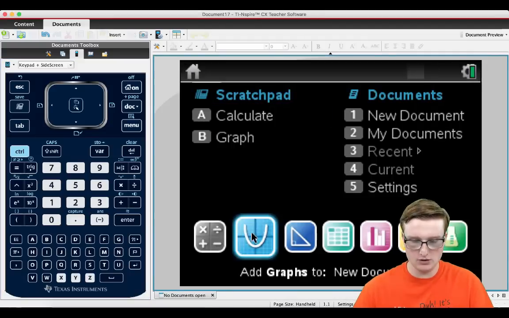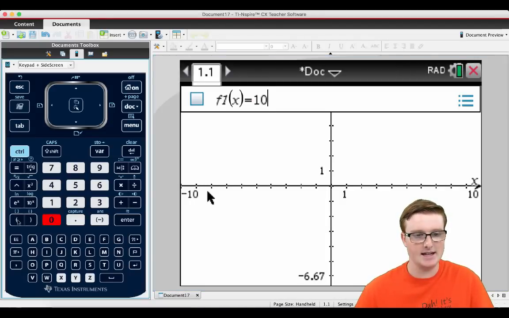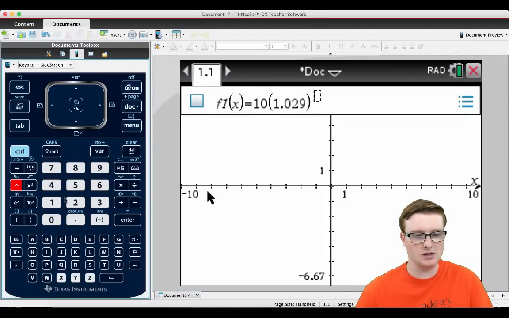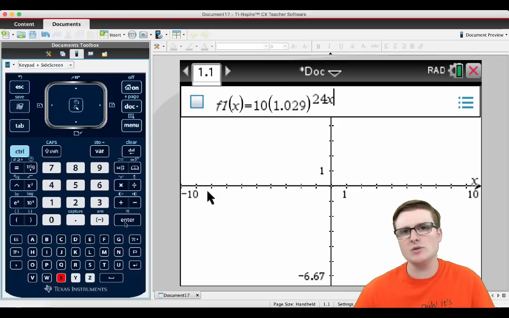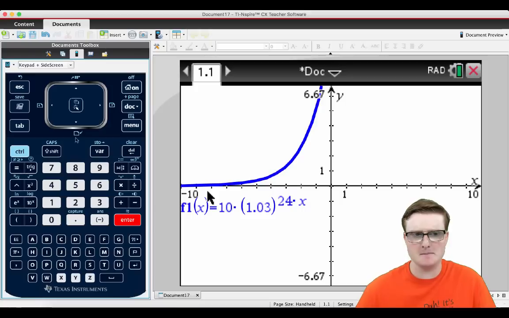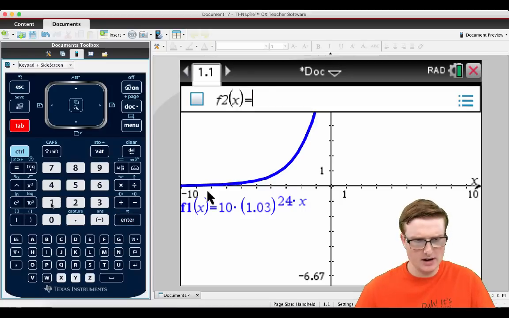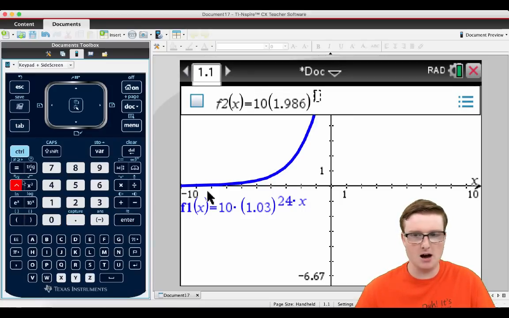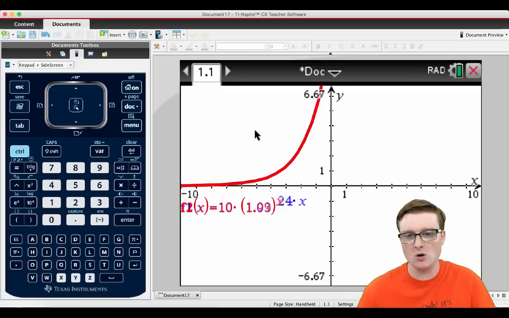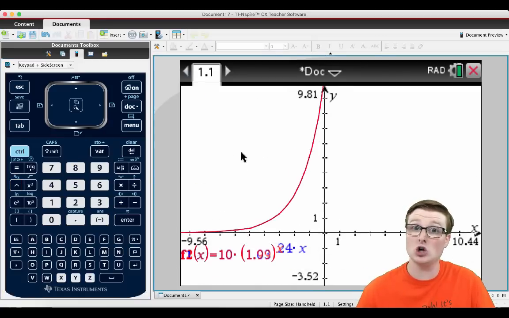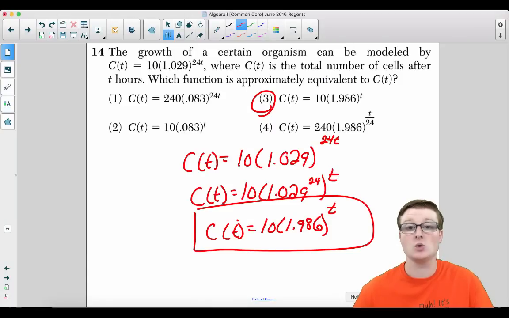So you could graph the original function, which is 10 times 1.029 raised to the 24x. I assume that most of you are going to prefer this way, just to match it up. And then you graph 10 times 1.986 raised to the x power, and if it overlaps each other, you're good to go, and it does so pretty darn nicely. So that's why it is going to be choice 3.